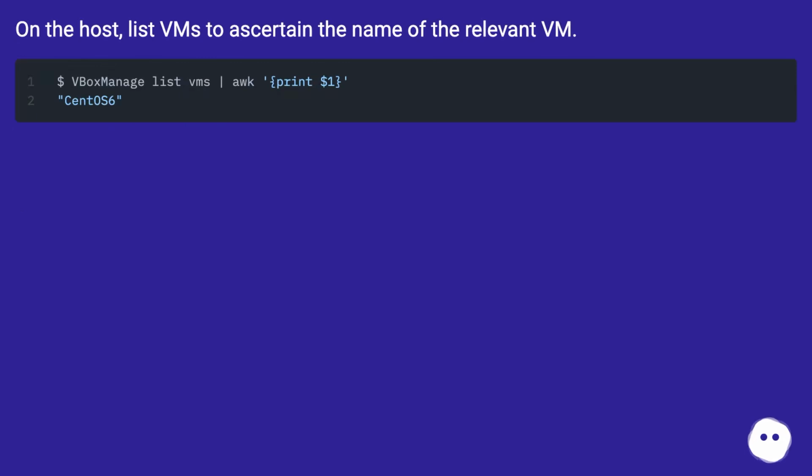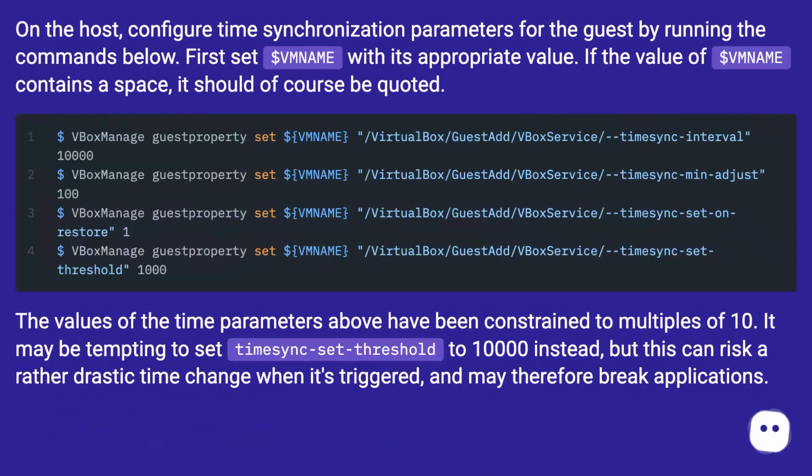On the host, list VMs to ascertain the name of the relevant VM. On the host, configure time synchronization parameters for the guest by running the commands below. First, set $name with its appropriate value. If the value of $name contains a space, it should of course be quoted. The values of the time parameters above have been constrained to multiples of 10.